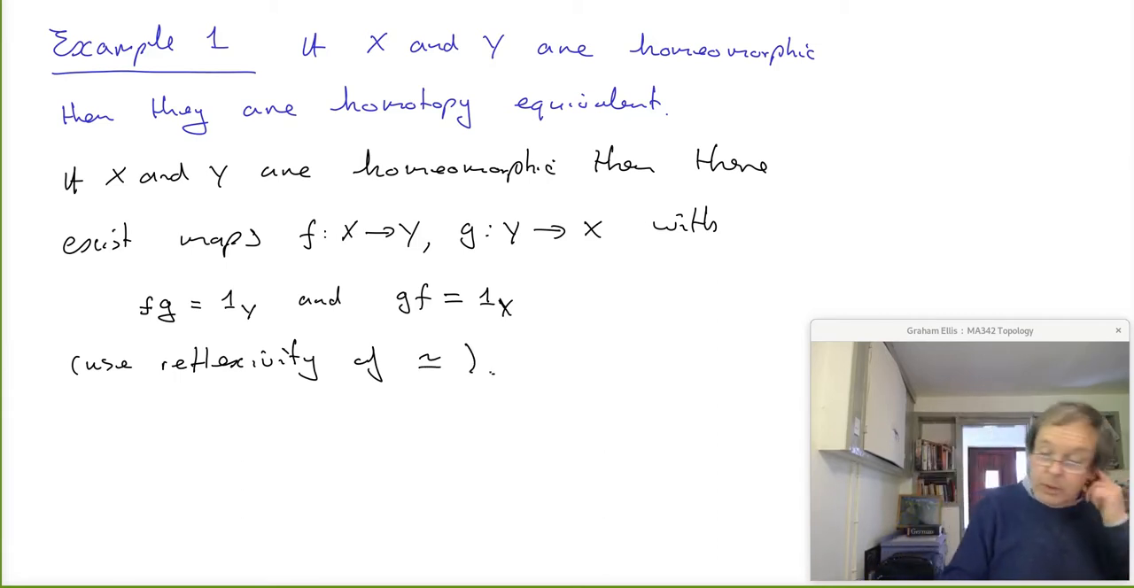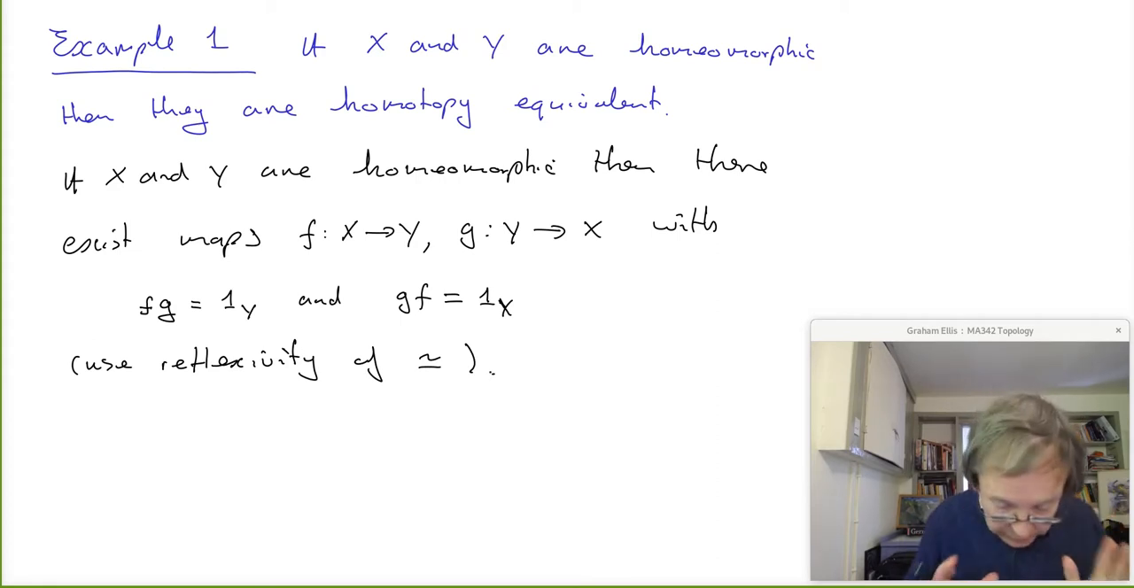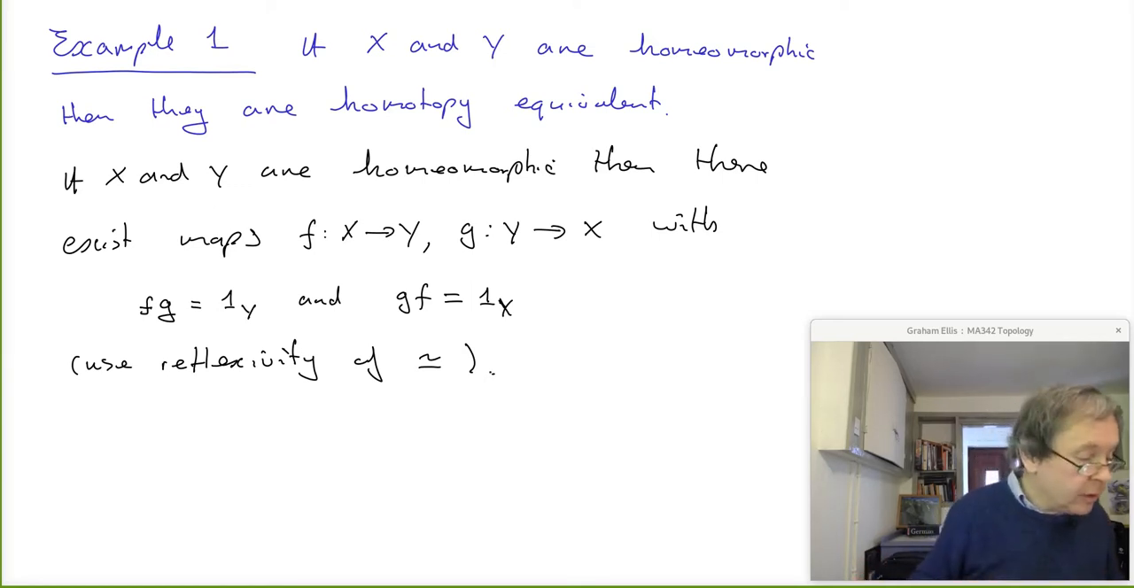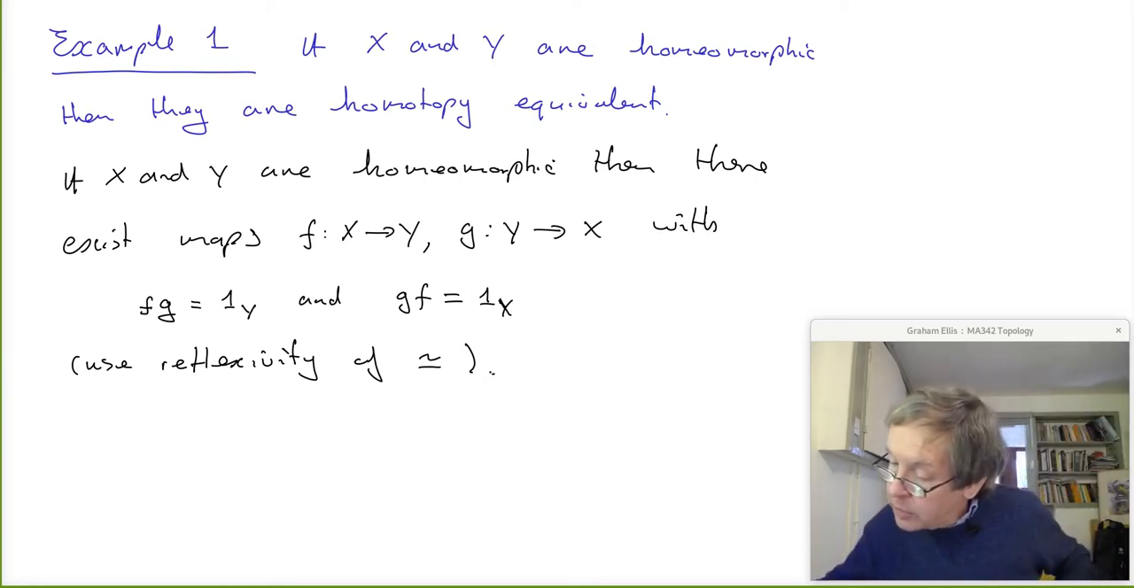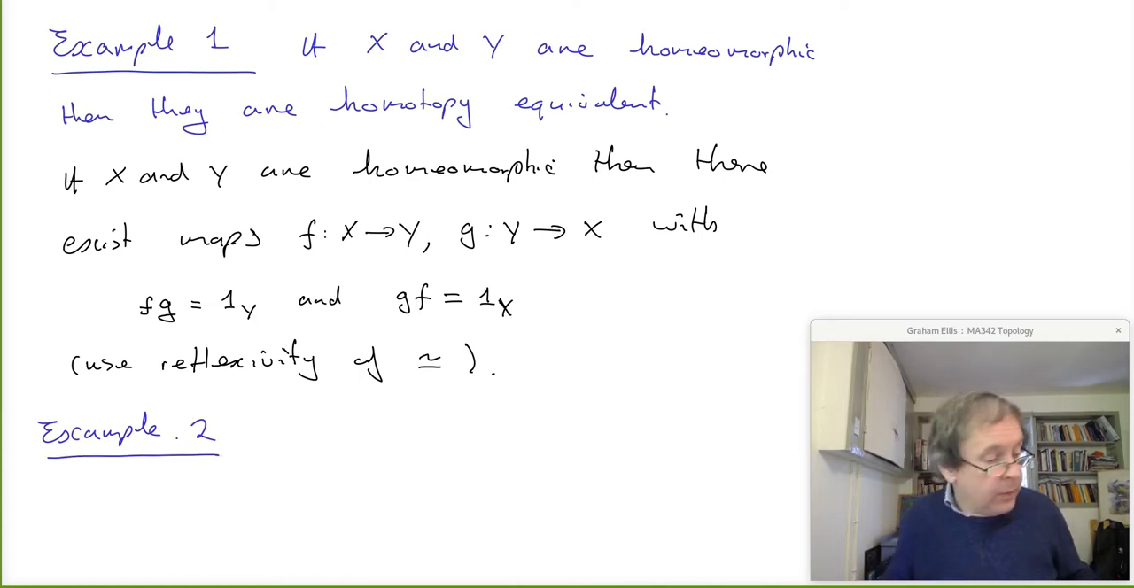So there's an example, not the most exciting example, but now we know that any time we have two spaces which are homeomorphic, they're actually homotopy equivalent. But in fact, you can get spaces which are homotopy equivalent, which are not homeomorphic. So let's have a second example to illustrate that. Example 2. It'll be a bit more involved, maybe.